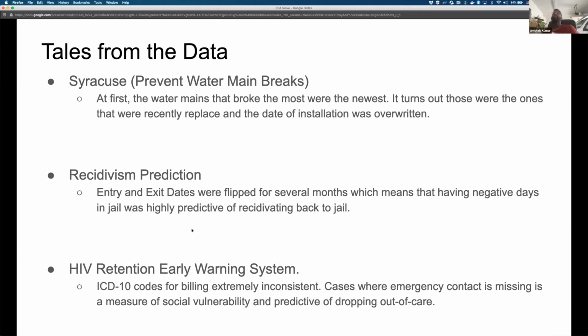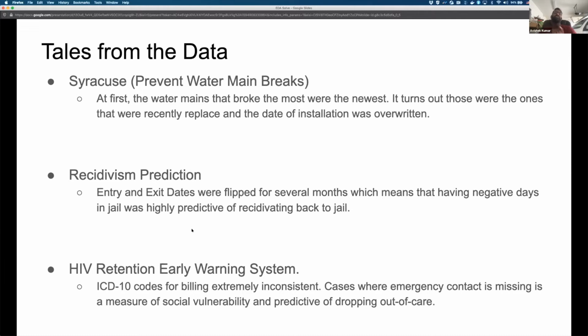So it turns out what happened is that the ones that had the most breaks were the ones that they would replace, and they would just overwrite the date that it was installed. So then we had to go to different records to figure out when the water mains were actually installed. But this was a good insight we had that would have hurt our predictive models had we not caught it.